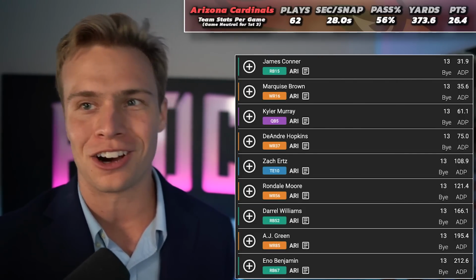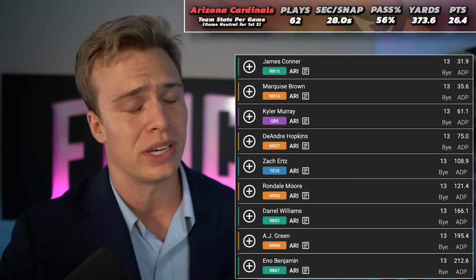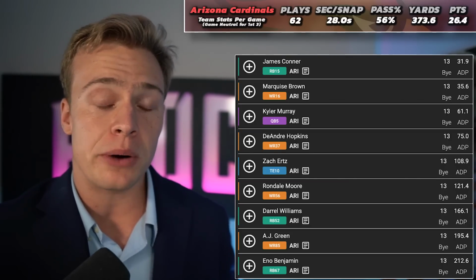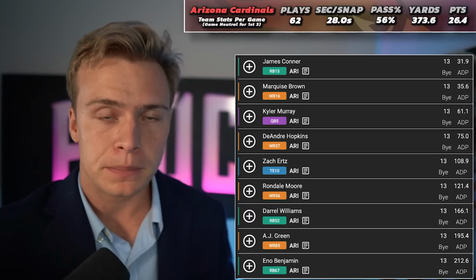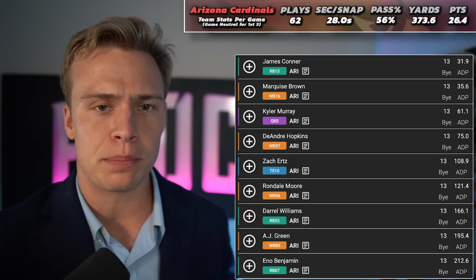I don't necessarily want to make the argument for Hollywood here, but James Conner's going at the end of round 3 on Underdog Fantasy. I would say if Arizona is able to push that pace of play as they once did, I think almost all these guys can outproduce their ADP.